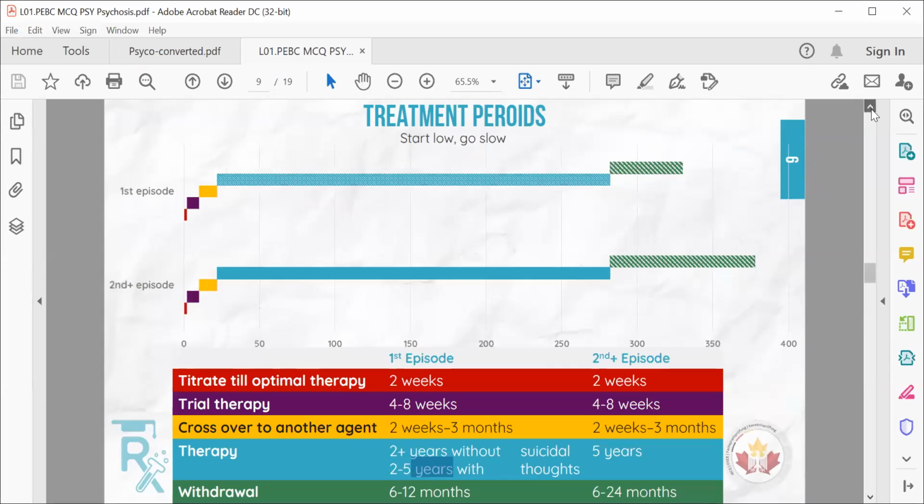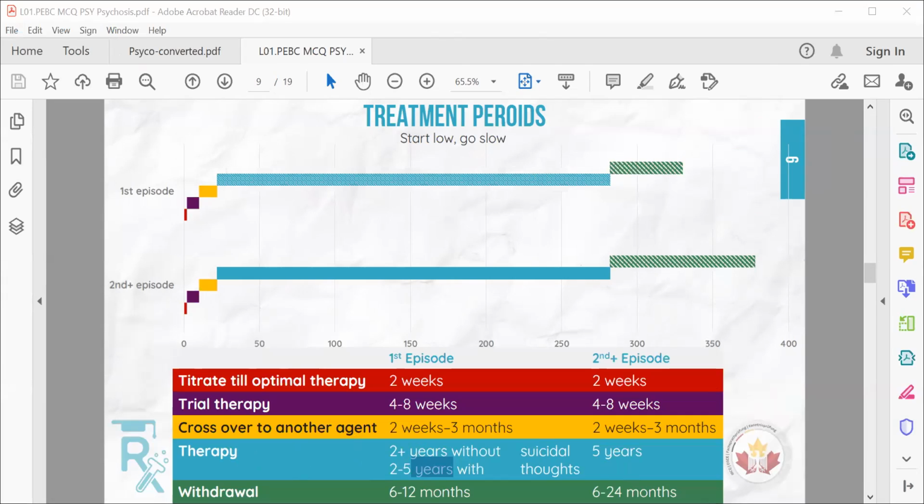Regardless of what is written here, can anyone tell me what actually happens in real life about the length or duration of therapy for schizophrenia, regardless of 2 years and 5 years? What actually happens in real life for schizophrenic patients? Lifelong. Thank you, Mohammed. That's it.